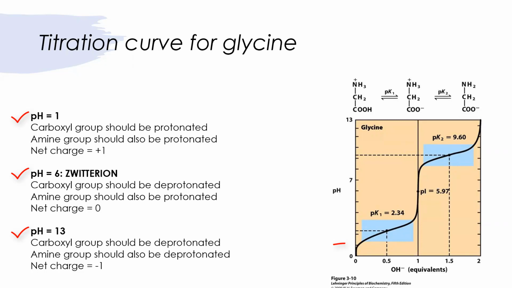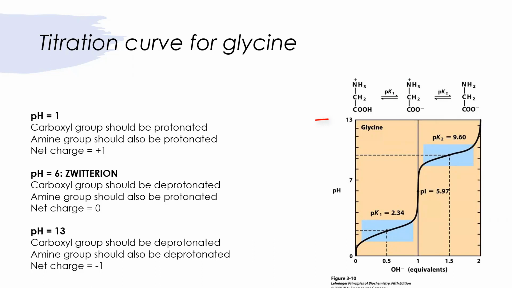At a pH of 1, both the carboxyl and amino groups are protonated because the pH of the solution is less than the pK for both these groups. At a pH of 6, the carboxyl group is deprotonated because its pK is 2.3. So the pH of the solution is no longer less than the pK for the carboxyl group. The amino group with a pKa of 9.6 is still protonated.